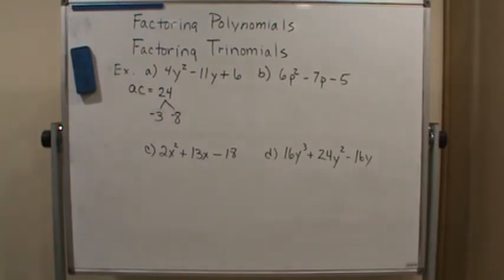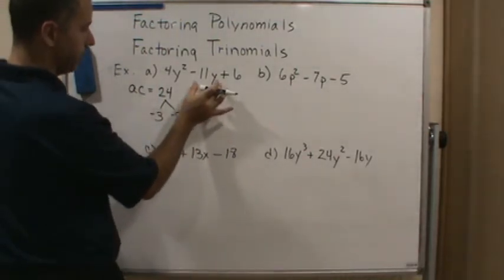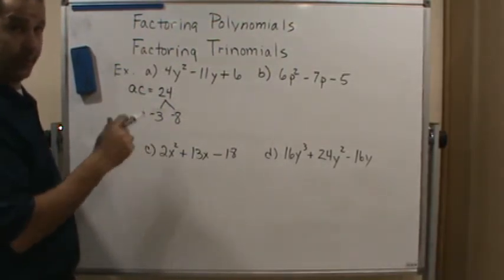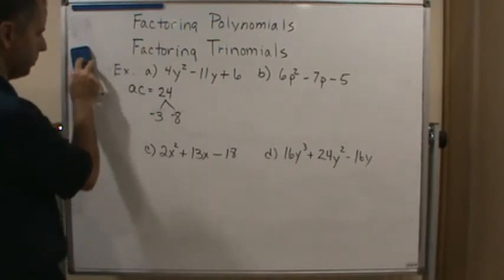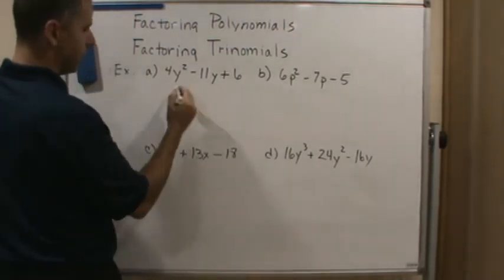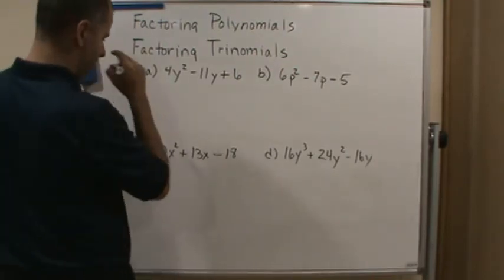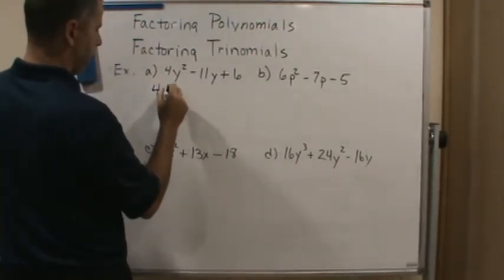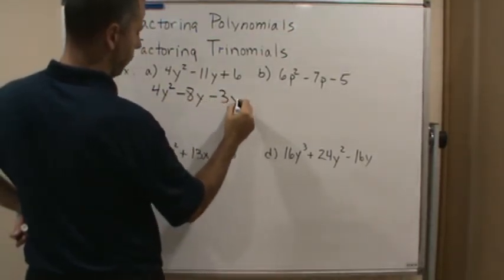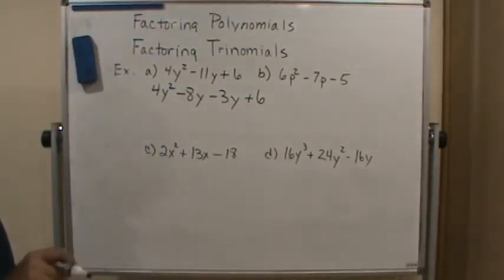So now what do I do? Well, I found the two factors that will add up to this. So what I'm going to do is decompose the middle term into two separate terms. So I'm going to rewrite this trinomial as 4 terms: 4y squared minus 8y minus 3y plus 6. And guess what I'm going to do from here? You got it. Factor by grouping.